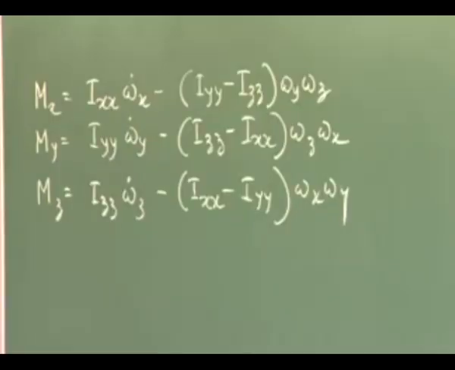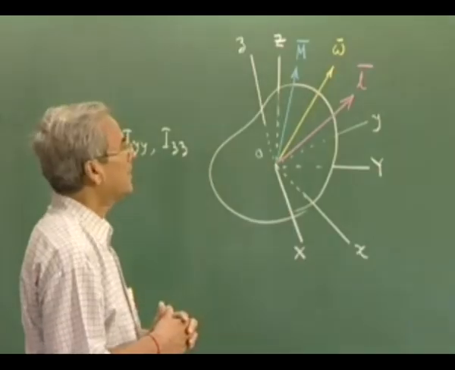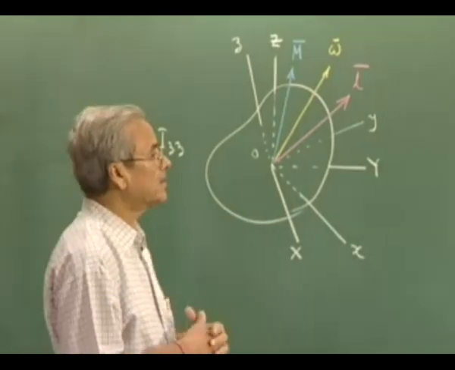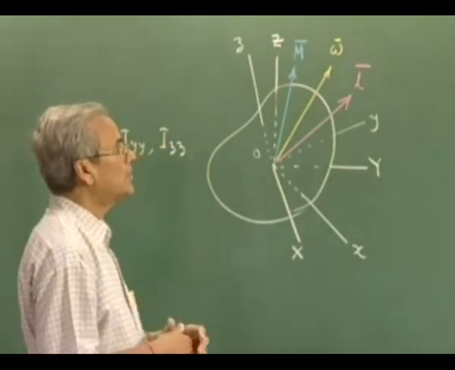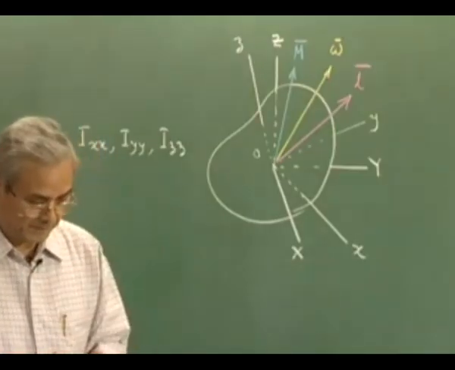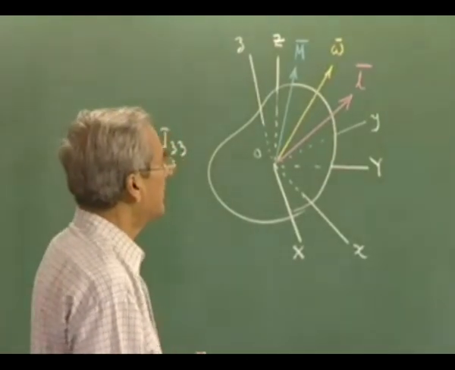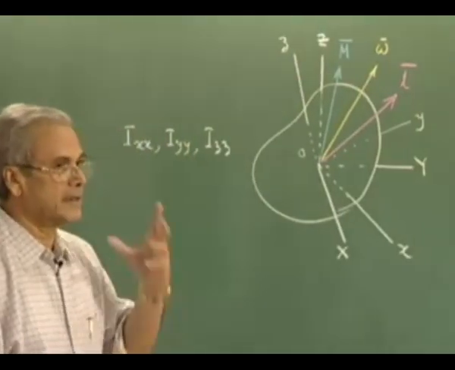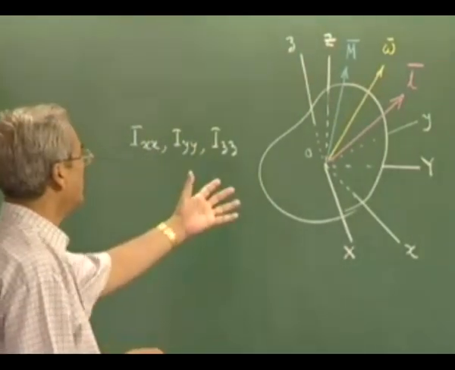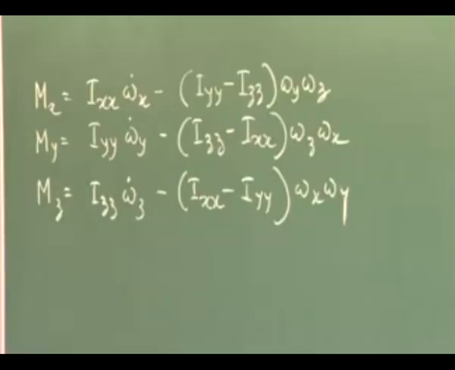Omega x, omega y, omega z are the three components of the instantaneous angular velocity of the body, and x, y, z are along the principal axes of the rigid body and are rigidly embedded in the body. What I mean to say is that the frame small x, y, z has the same angular velocity as the rigid body itself. We derived this equation for that.